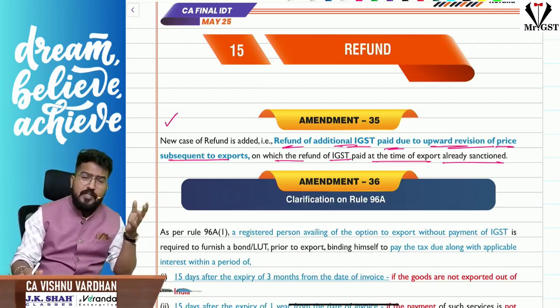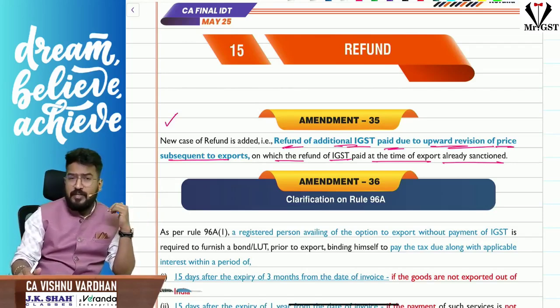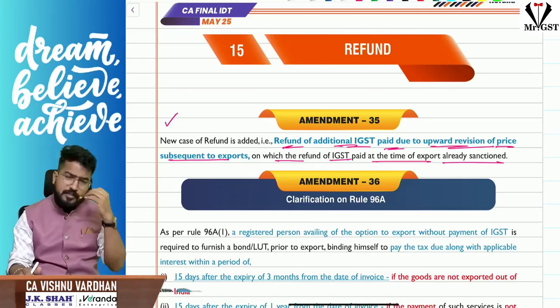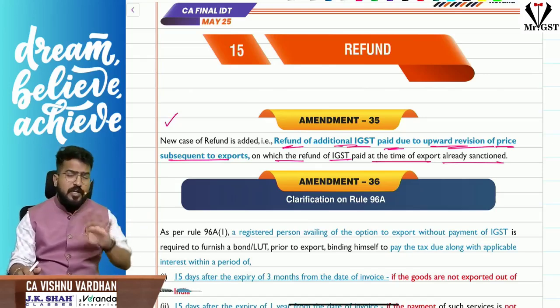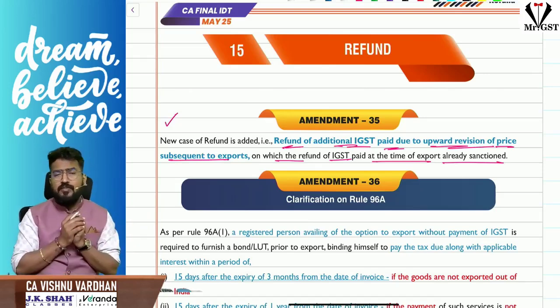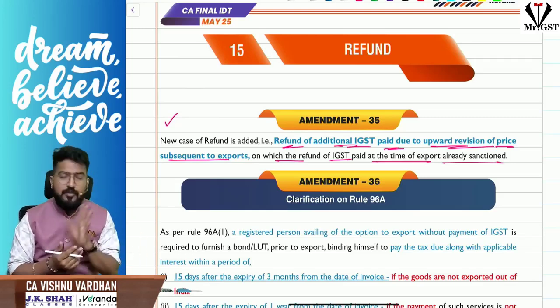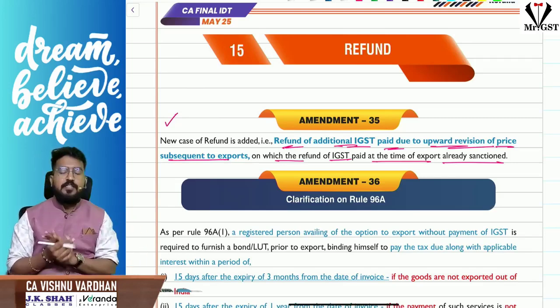Now after exportation, the price has been revised upward and the price is increased, so the GST liability is increased and the exporter is also paying GST. So later on, whatever additional IGST he has paid, he can claim refund. That is the concept. So refund of additional IGST paid is available because of upward revision of price after the exports. A small point.